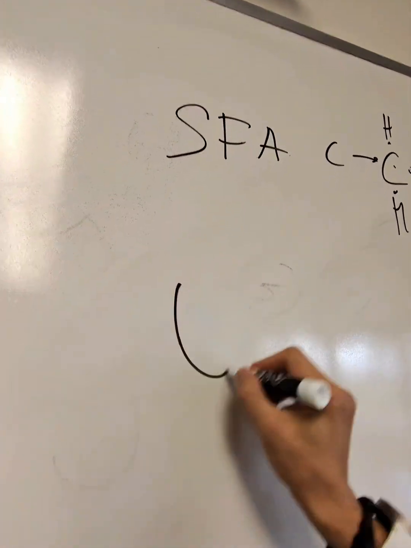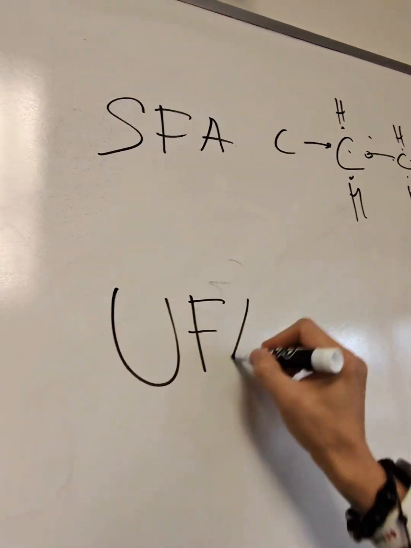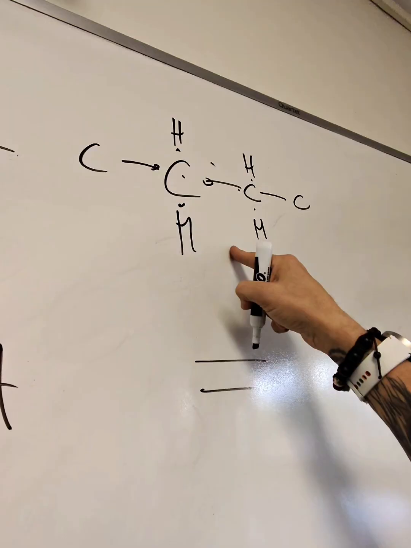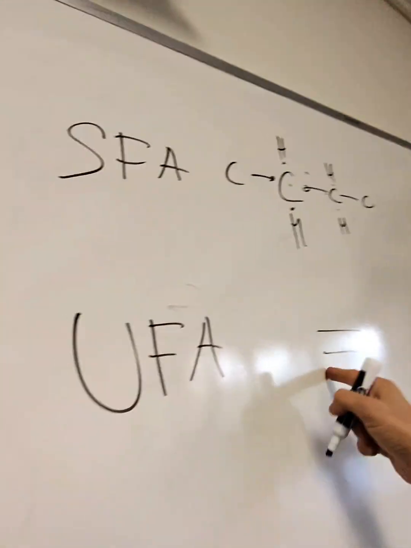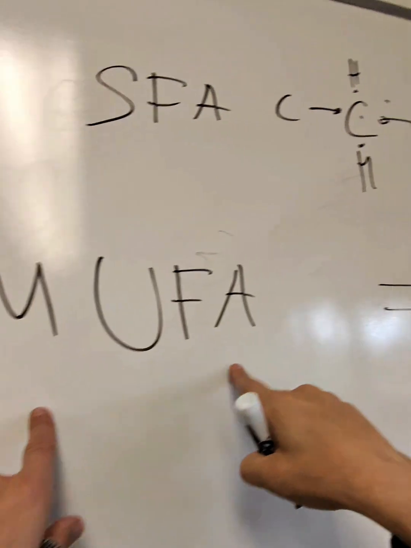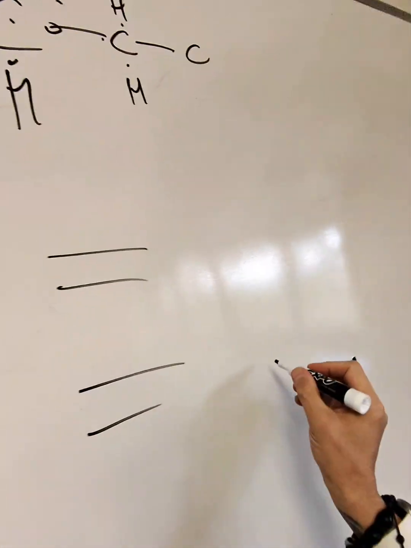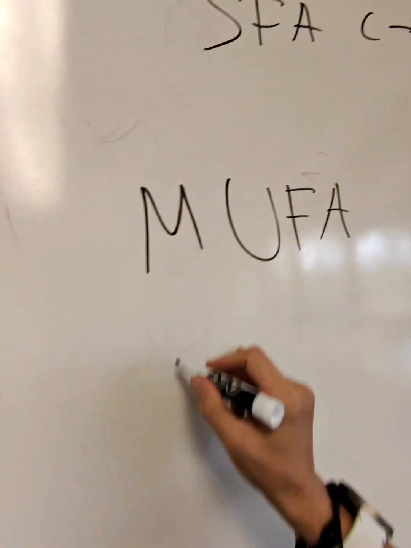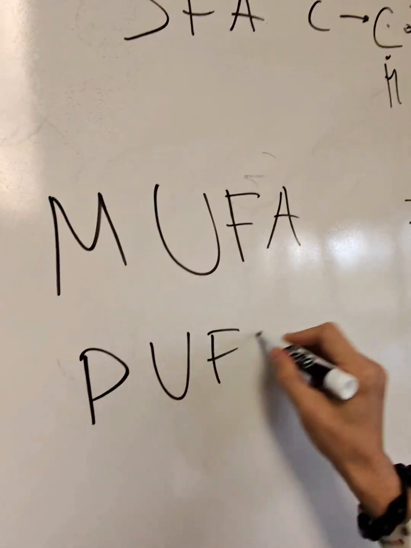Then we have unsaturated fatty acids, if there's a double bond in between carbons. If it's one double bond, we call it monounsaturated fatty acids, MUFA. If there are two or more double bonds, it could be two, could be three, we call it polyunsaturated fatty acids.